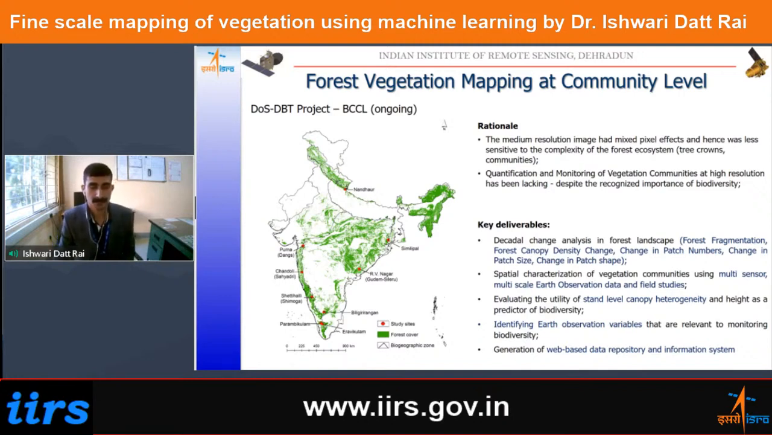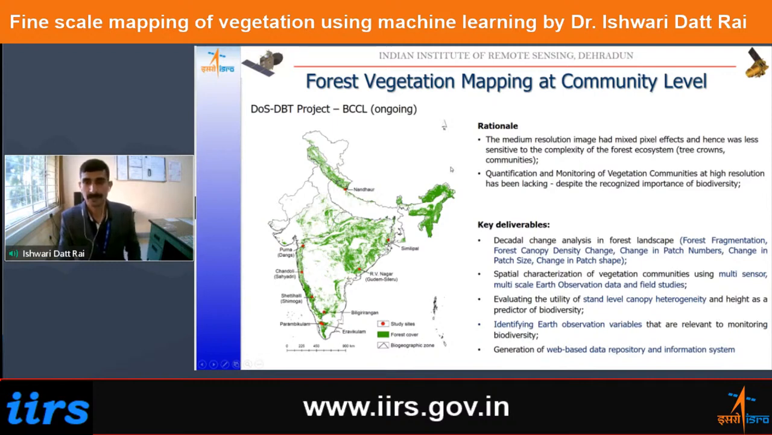the forest canopy, the tree canopy, is basically around 10 meter or at maximum 15 meter of spatial coverage for the trees in a community. So we found that higher resolution imagery is more important to characterize biodiversity at a community level. This project was initiated by the Department of Space and Department of Biotechnology, known as Biodiversity Conservation Characterization at community level.